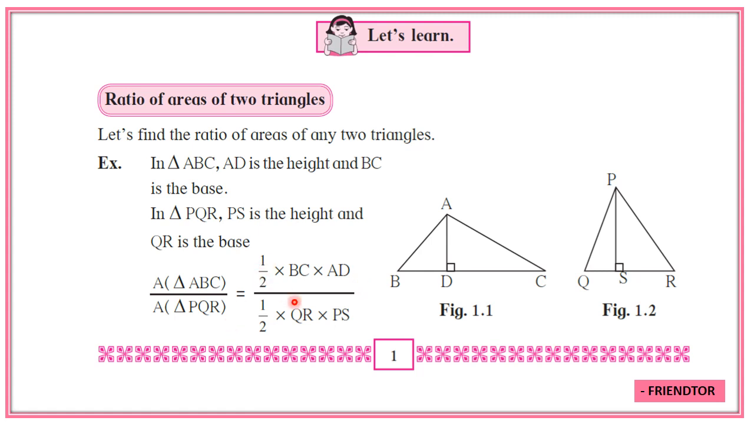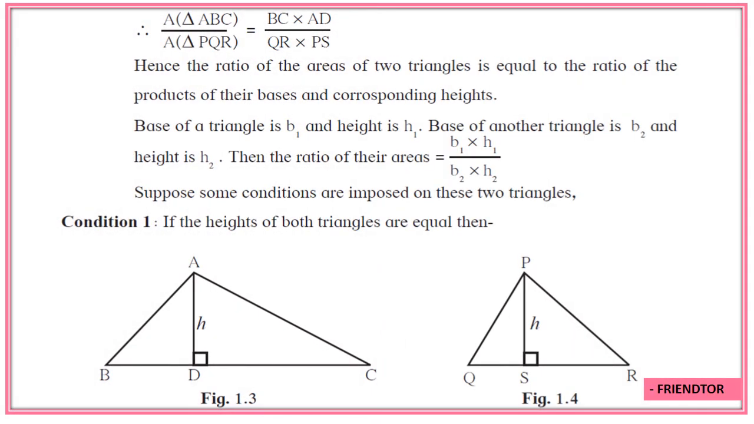Now here half and half will get cancelled since both numbers are the same, and the remaining part is BC into AD upon QR into PS. See, half got cancelled and the rest is this. So hence the ratio of areas of two triangles is equal to the ratio of the products of their bases and corresponding heights.